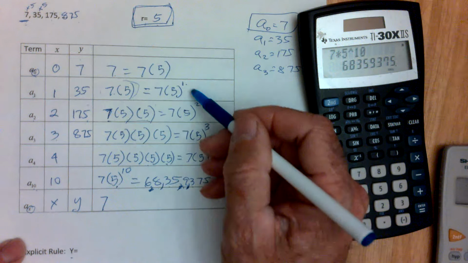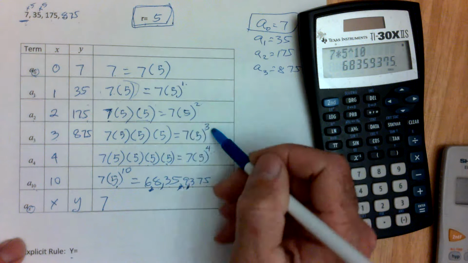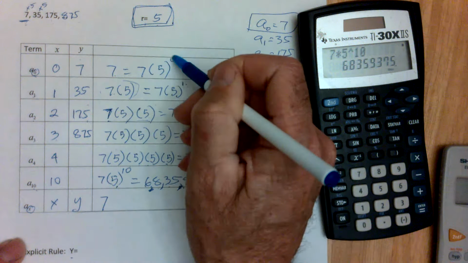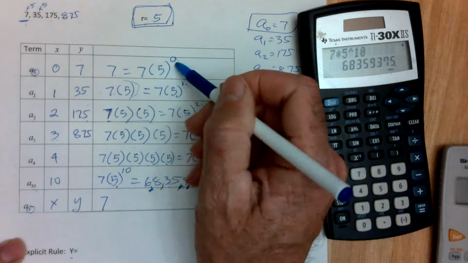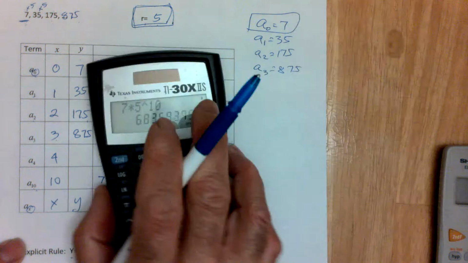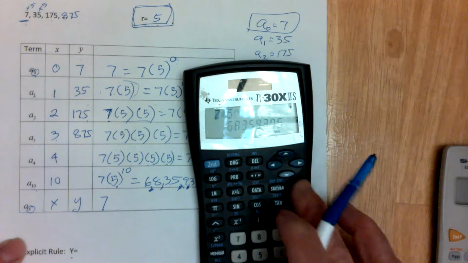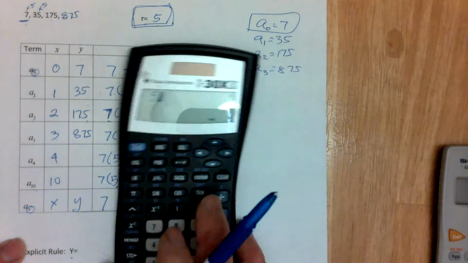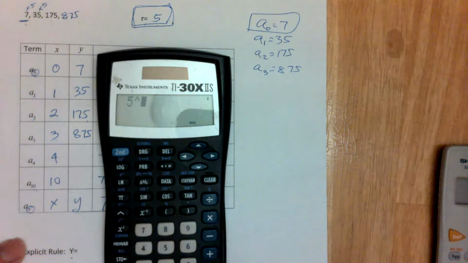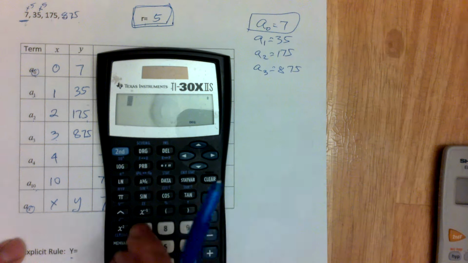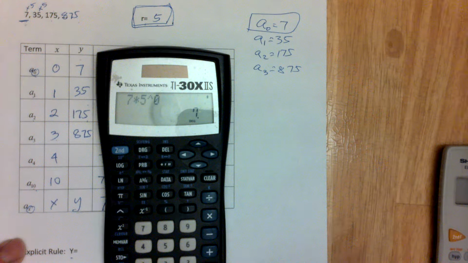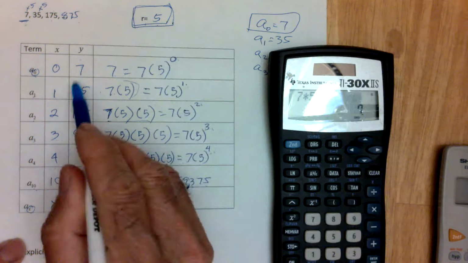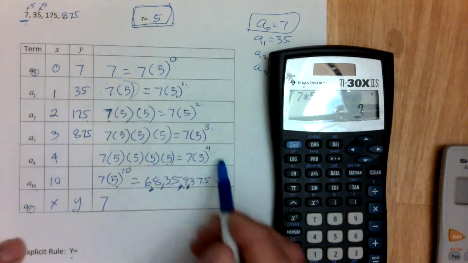What would make sense for this pattern? 4, 3, 2, 1, 0, right? 7 times 5 to the 0 power. And just in case, remember, if we take 5 and raise it to the 0 power, that should be equal to 1, right? So if we take 7 times 5 to the 0 power, we get 7, which is what we have here. So that's what our pattern is.